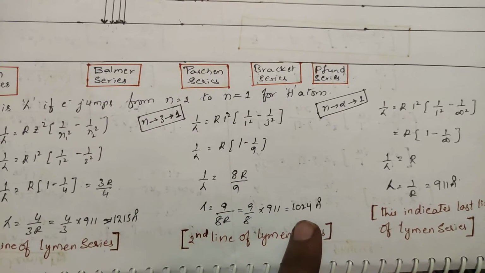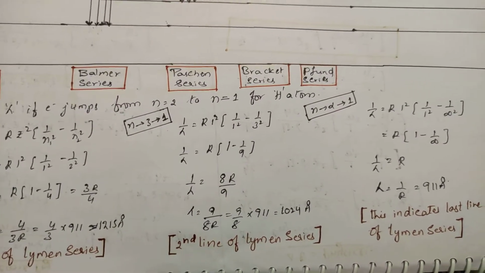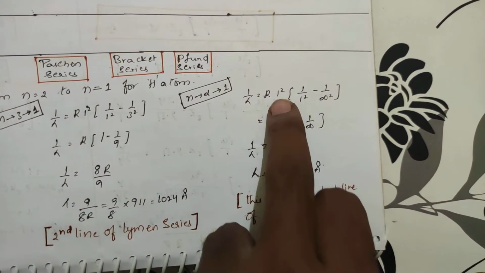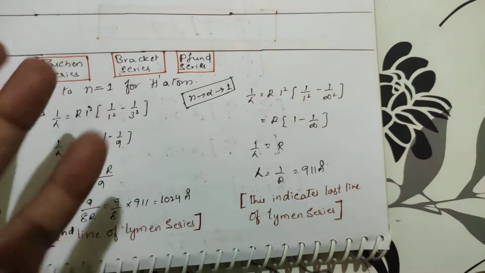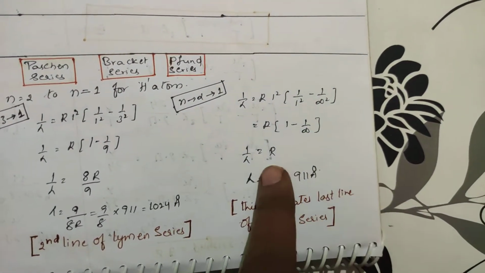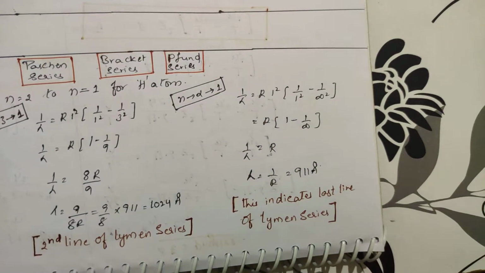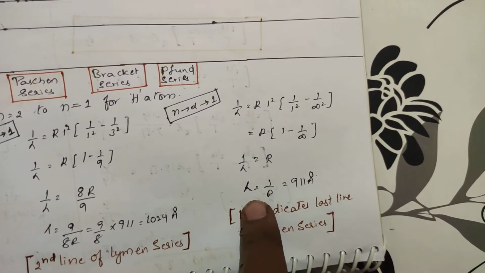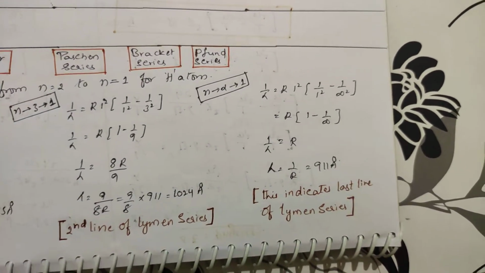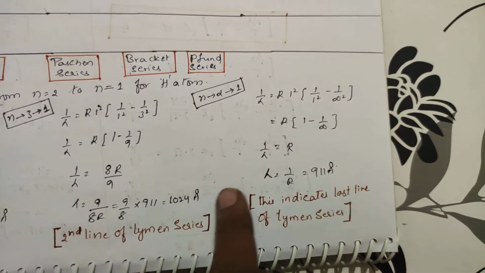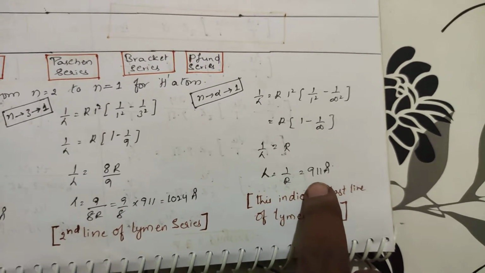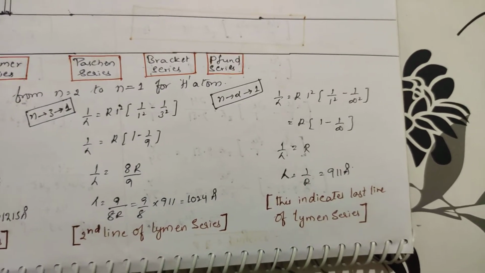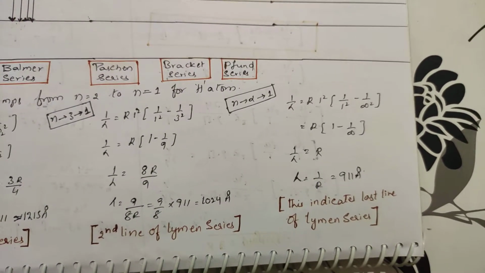So what happened to the lambda? It has decreased because the energy value goes on increasing. Right. Suppose I take the infinity line: 1 by lambda is equal to R into 1 by 1 square minus 1 by infinity square. Somewhere it is coming from, you don't know that orbit. You can neglect this one, 1 by infinity square is nothing but 0. So it will be R into 1, so 1 by lambda is equal to R, and lambda is equal to 1 by R, which is equal to 911 angstroms. This indicates that the value of lambda keeps going down until it reaches 911 angstroms. The wavelength is going on decreasing.